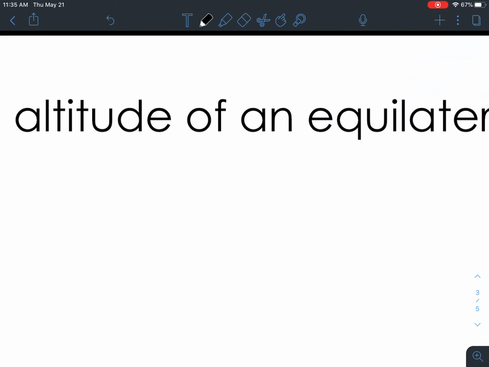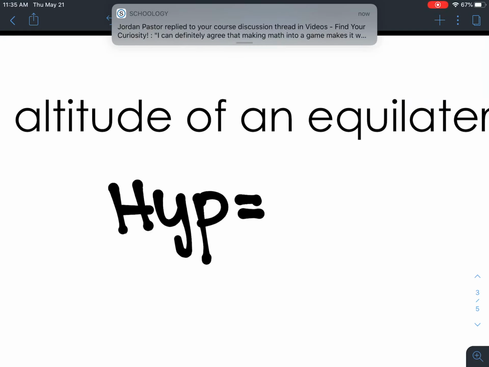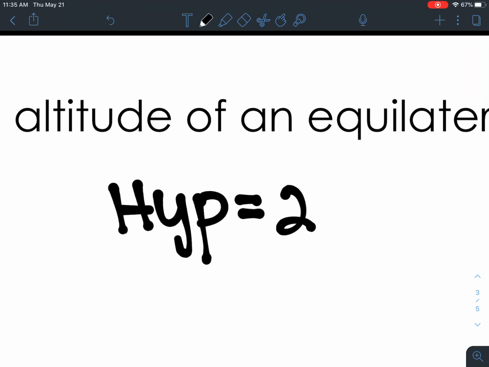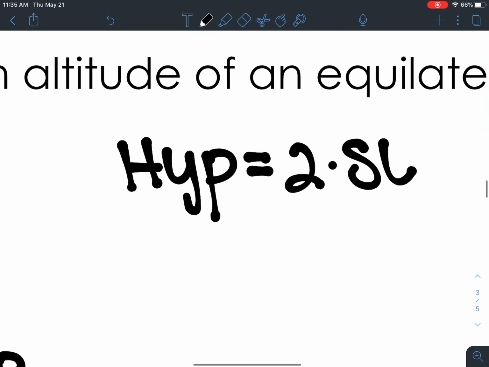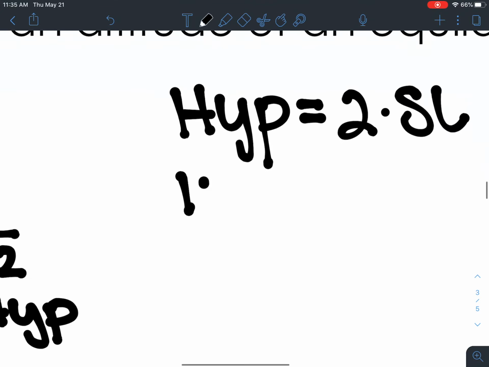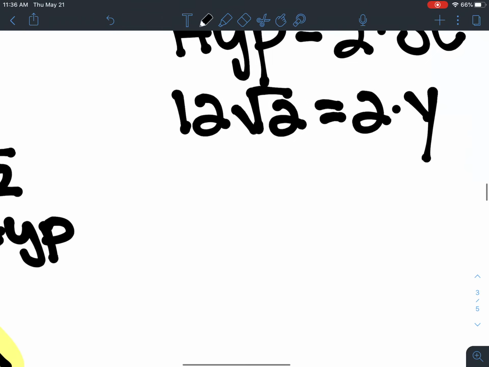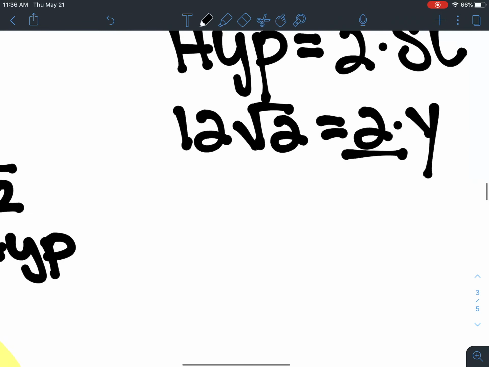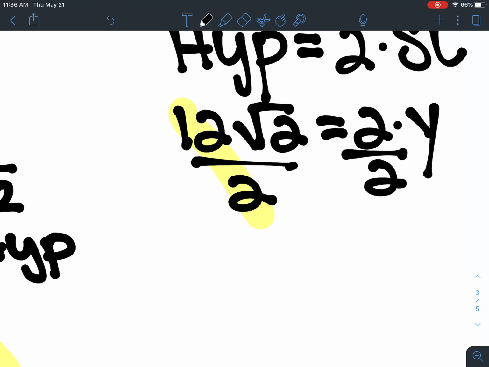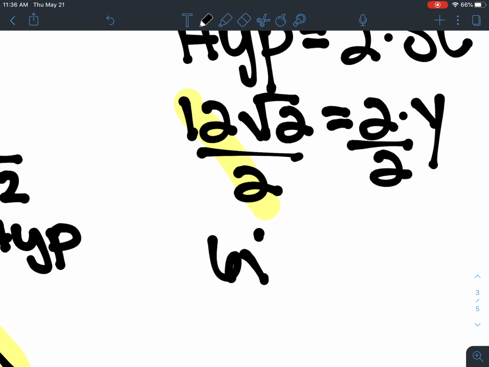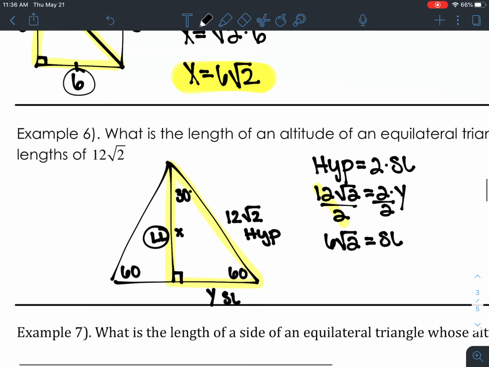So our hypotenuse formula is hypotenuse is equal to 2 times the short leg, okay? Our hypotenuse is 12 times the square root of 2, which is equal to 2 times y, where I'm using y to represent my short leg, and I'm going to divide by 2. And so I'm going to simplify the 12 and the 2. So I'm going to get 6 root 2 to represent my short leg, okay?